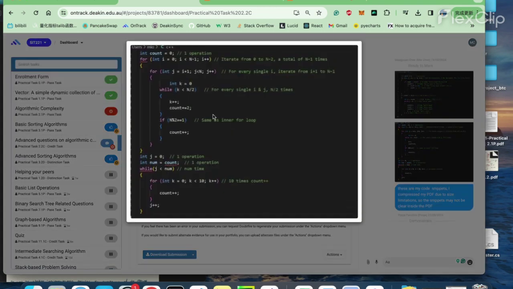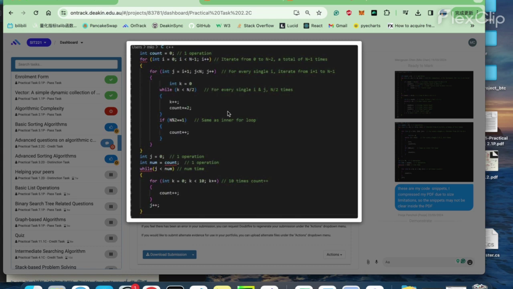Okay, and for the second algorithm, we count the worst case first. The initialization happens one time, and the for loop goes from 0 to n minus 2, so it runs n minus 1 times. For the inner for loop, if i equals 0, it will run n minus 1 times, and down until it runs 1 time. So it's n minus 1 plus 1, times n minus 1, divided by 2, which is n minus 1 times n divided by 2.